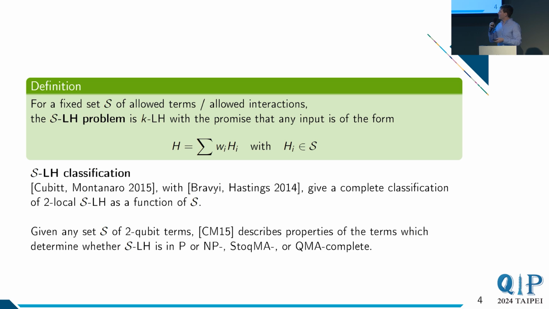So this work by Cubitt and Montanaro gave a full classification of the problem for two-qubit terms. In other words, given any set S of two-qubit terms, their work will tell you whether the local Hamiltonian problem is in P, if it's NP complete, StoqMA complete, or QMA complete. So just for example, if S contains only diagonal Hamiltonian terms, so classical constraints, then your problem will be NP complete.